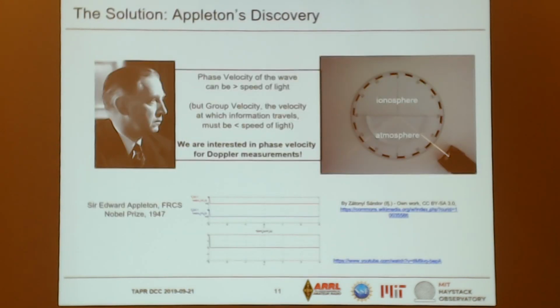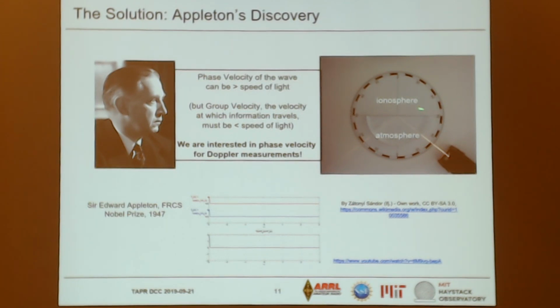out that this guy, Edward Appleton, who got the Nobel Prize in 1947 for this work, figured out that the phase velocity can be faster than the speed of light, but the group velocity, the thing with which information travels, has to be less than the speed of light. We're interested in the phase velocity for Doppler measurements, but I just wanted to put this in perspective to make you understand that people have been thinking about this problem for a long time.